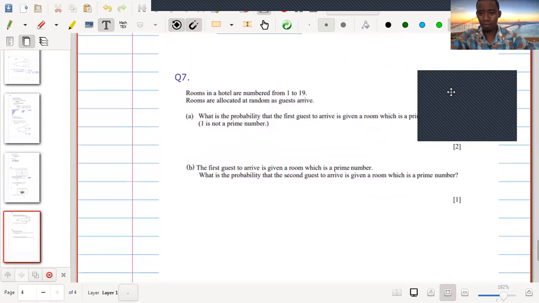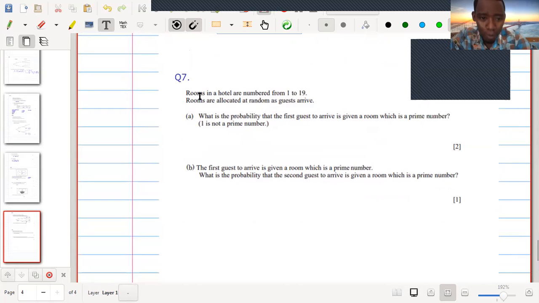Next question is this one. We have rooms numbered from 1 to 19. Rooms are allocated at random as guests arrive. What is the probability that the first guest to arrive is given a room which is a prime number? You know a prime number? It's a number which is divisible by 1 and itself. Okay, keep it in mind. And also, pay attention, 1 is not a prime number.